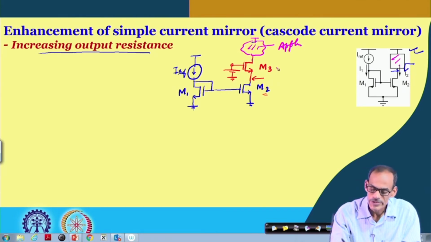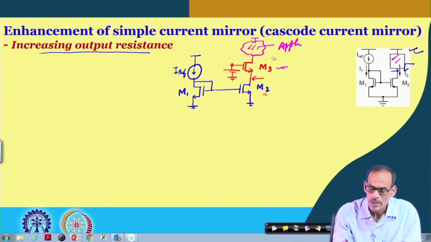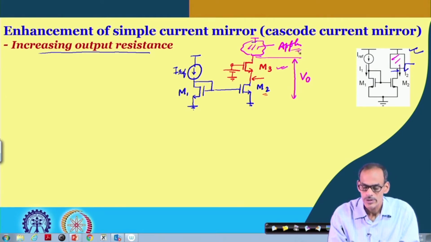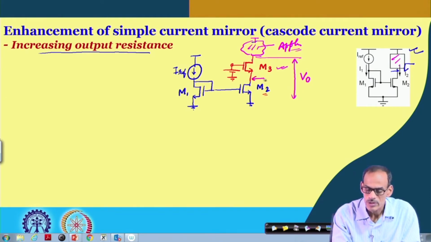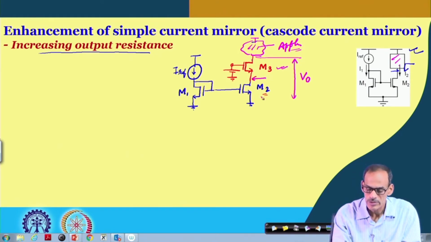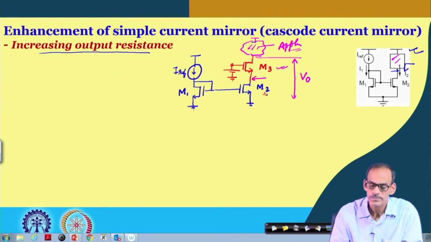Now, by adding this transistor, what we can say intuitively is that even if this voltage, say VO, is changing, maybe because of the application circuit, this voltage hardly varies. Of course, I am assuming that all the devices are in saturation region.